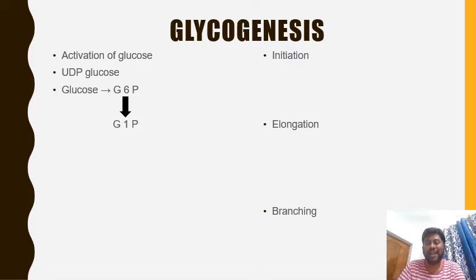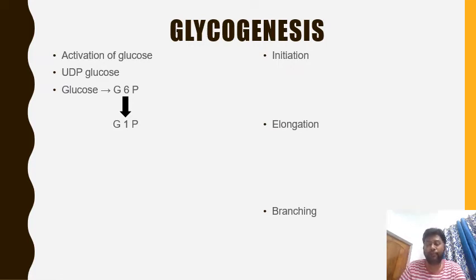Mutase is a type of isomerase enzyme which, as the name says, shifts a functional group. Here it shifts the phosphate group from one carbon to another carbon atom. Okay, so that is the function of mutase. So the same mutase enzyme will convert glucose 6-phosphate to glucose 1-phosphate.